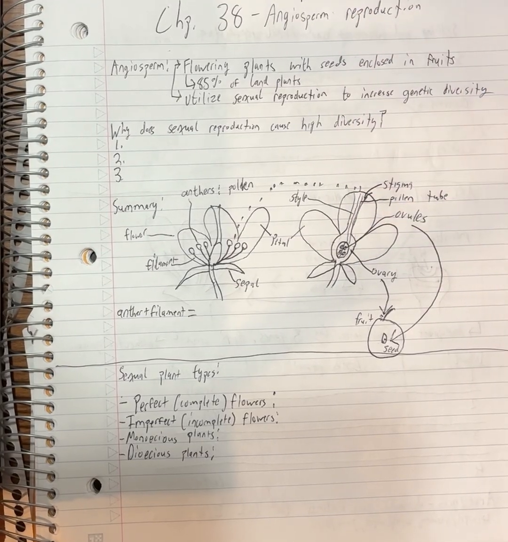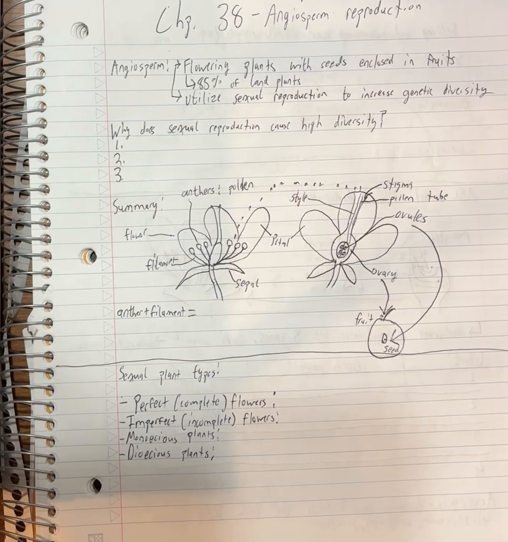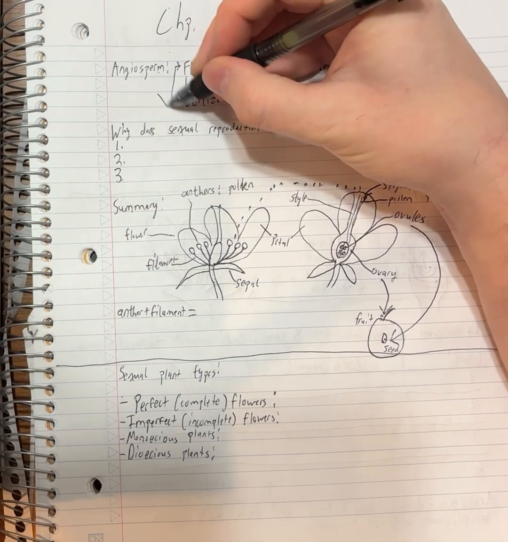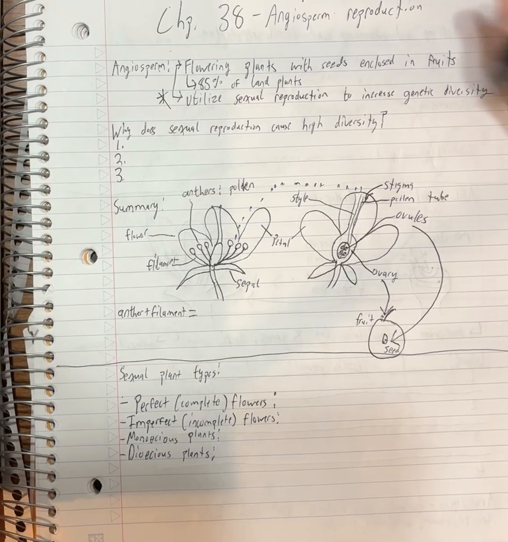a fruit. And you may remember fruits are, biologically, the sinks for the sugar that we learned about last chapter. So angiosperms also are going to be the vast majority of plants on land, 85% of land plants. And the big thing about angiosperms, sort of the key idea here, is that they utilize sexual reproduction to increase their genetic diversity.